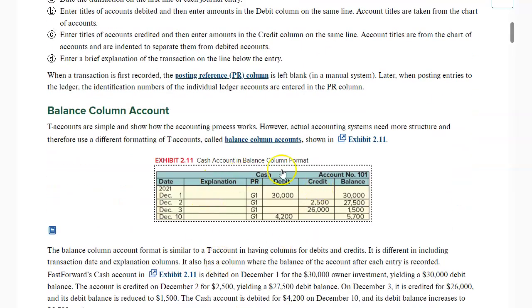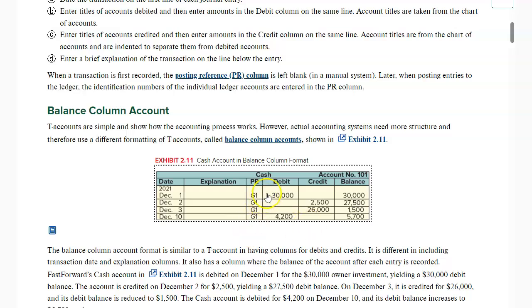Now this is what a ledger looks like. The T account approximates this. It just gives you the debits and the credits, but doesn't give you the balance. And so you have to come up with a balance at any given time. The way you do that is add up the debits, add up the credits, and subtract them. The side that has the most money on it is the side that has the balance.